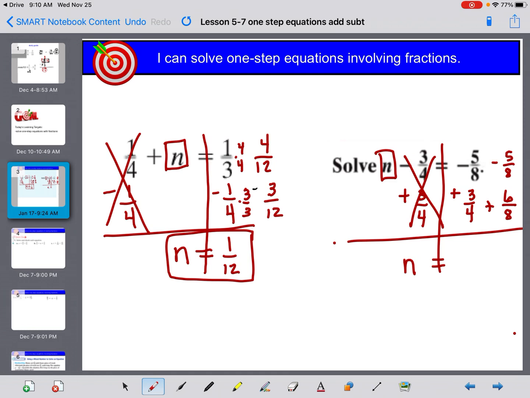Now, I have a negative fraction plus a positive fraction, which means I need to subtract and give the sign of the bigger fraction. I see that 6/8 is positive, so my answer will be positive. When I subtract, I actually have to switch those around, don't I? 6/8 minus 5/8 is 1/8. Positive 1/8.